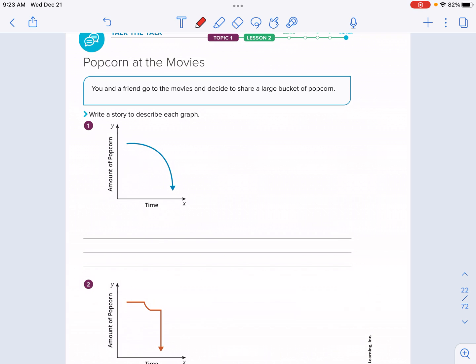This one is popcorn at the movies. You and a friend go to the movies, decide to share a large bucket of popcorn, write a story. So what's happening with this situation here? We've been matching a graph to a description or an image. Now we're taking the image and writing a description. So what can we say about what's happened with this popcorn? Think about this. Is this increasing? Is more popcorn going into the bucket? Is less popcorn going into the bucket? And then at what rate? Does it stay at the same constant rate? Are we eating at the same rate?